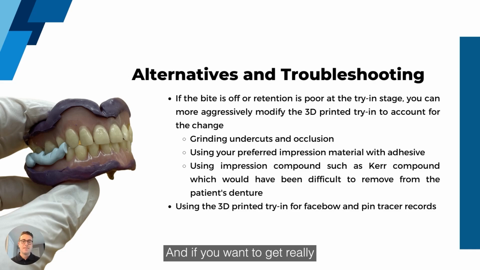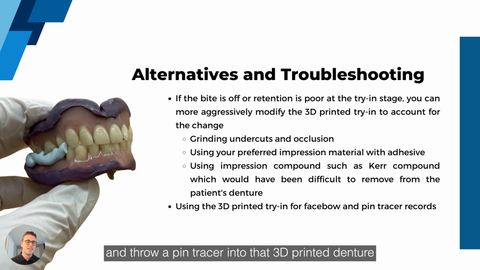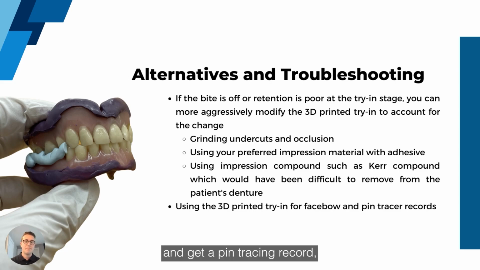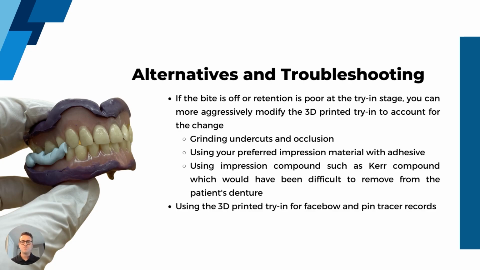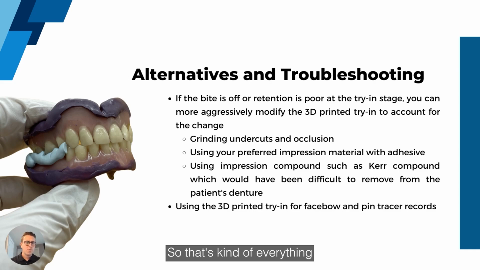And if you want to get really complex, you could even use that 3D printed try-in to grab a face bow, or you could grind away the teeth and throw a pin tracer into that 3D printed denture and get a pin tracing record, which would be good if you have a hard time getting a tactile bite. So that's kind of everything I'll talk about as far as the impression technique goes and the bite technique goes.